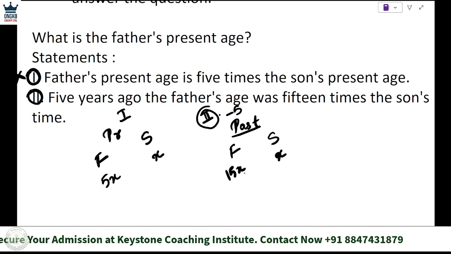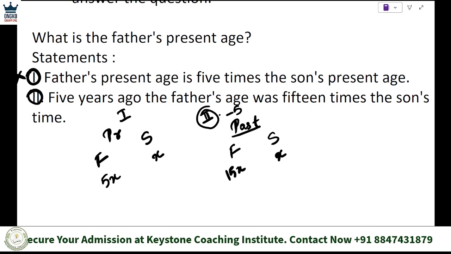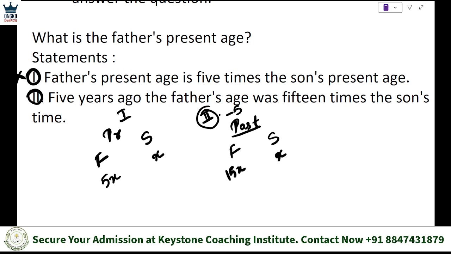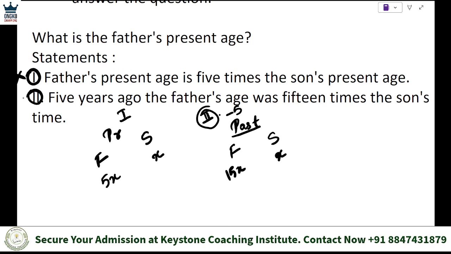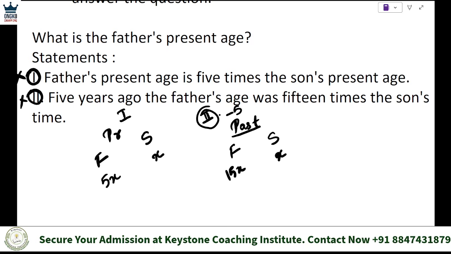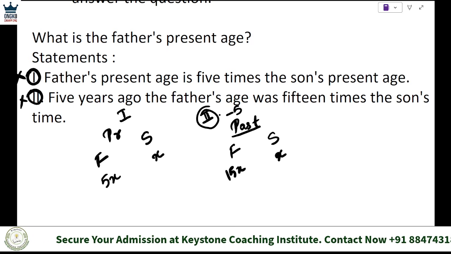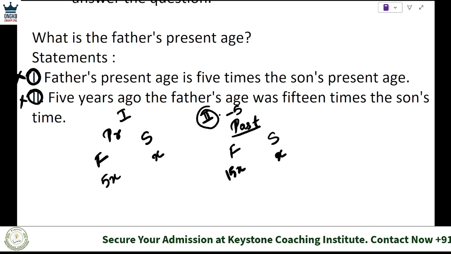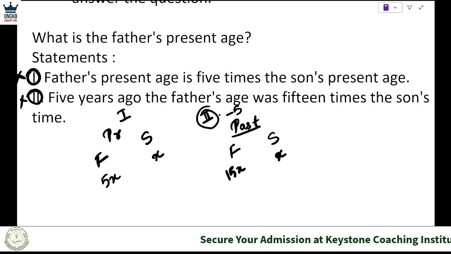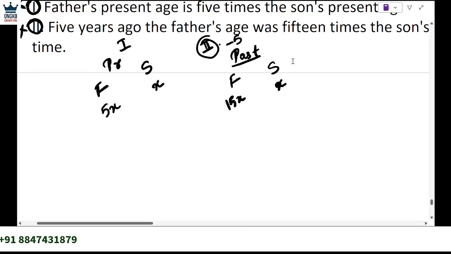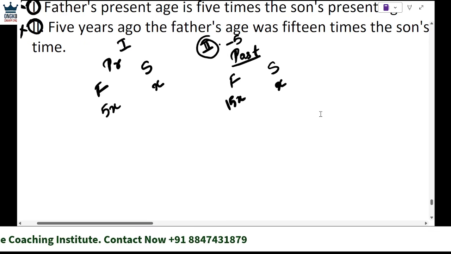Yes, 15x, 15 times. So with statement 2 alone, we cannot find the father's present age, since we don't know the value of the variable x. So statement 1 and statement 2 alone are not sufficient, right? But we have another option, whether combining both we can give the answer, the father's age. So let's give it a try. Statement 2 says 5 years ago.